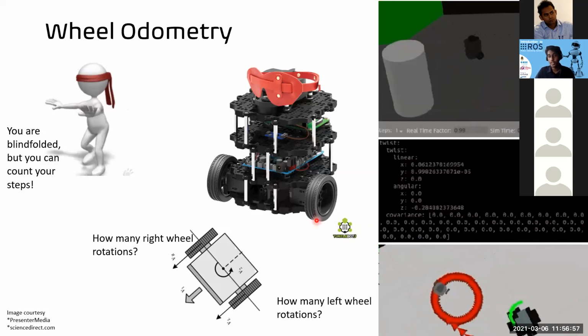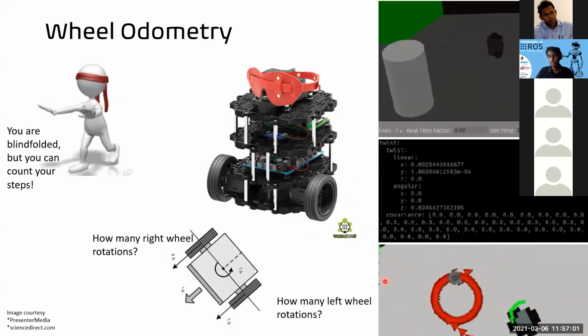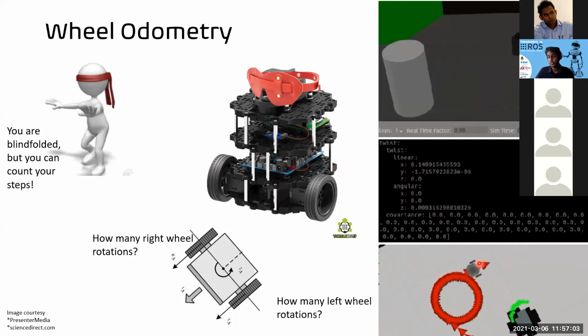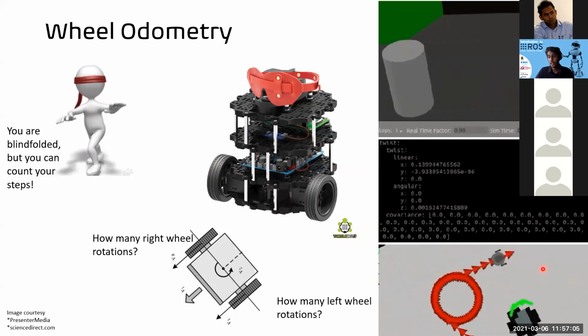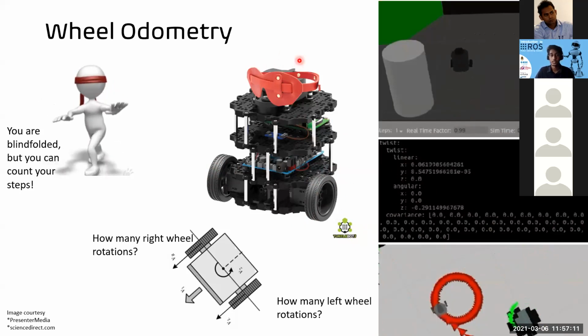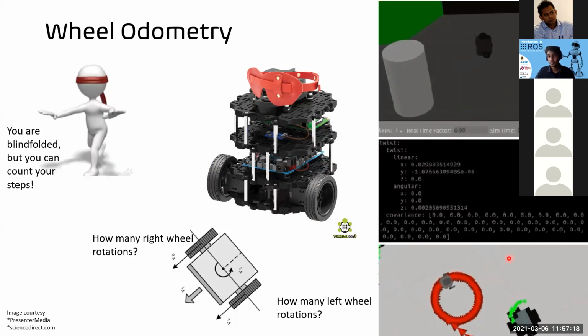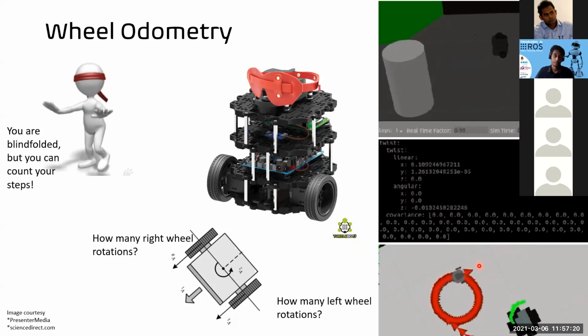So that means if there is no slipping or anything like that in the wheels, you can very easily use the wheel odometry information to navigate in the ROS environment. So let's say, for example, if the sensor is blocked for some scenario, then you only have to depend on this wheel odometry. So that is why it is very important.